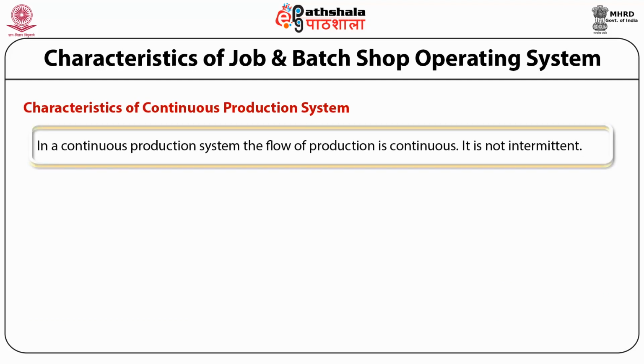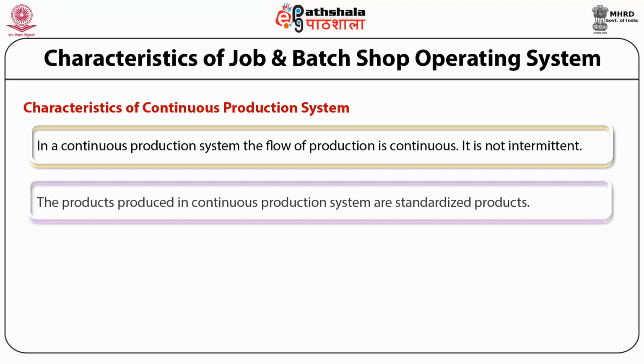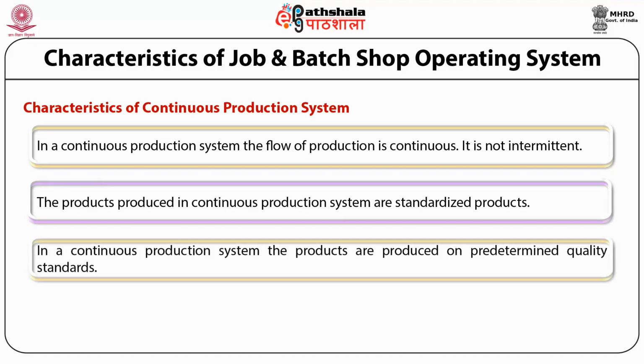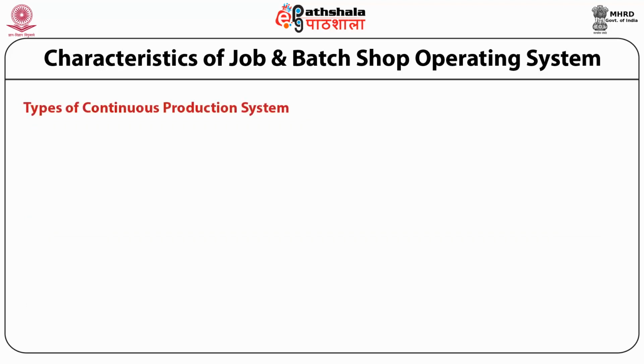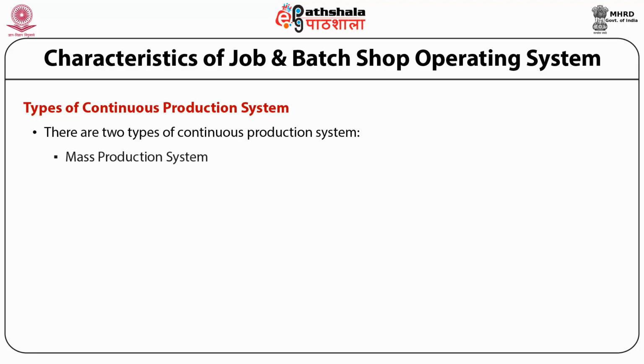Characteristics of continuous production system. In a continuous production system, the flow of production is continuous. It is not intermittent. The products produced in continuous production system are standardized products. In a continuous production system, the products are produced on predetermined quality standards. The products are produced in anticipation of the demand. Types of continuous production system. There are two types of continuous production system, mass production system and process production system.